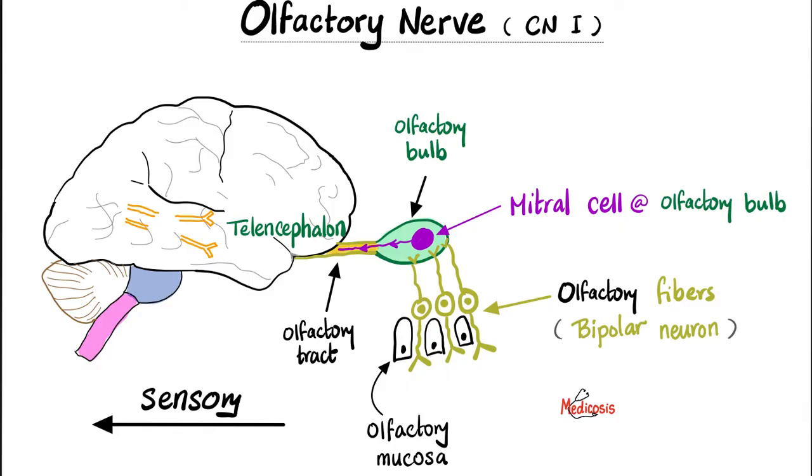Remember my olfactory nerve? We started here between the mucosal cells in the roof of your nose. We had bipolar neurons because they are very important for the sensory system, especially special senses. And then we synapsed onto the mitral cell in the olfactory bulb, followed by olfactory tract onto the telencephalon. Olfactory nerve is sensory. It is special sensory afferent or special somatic afferent.